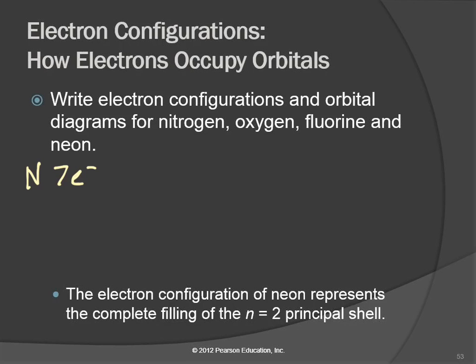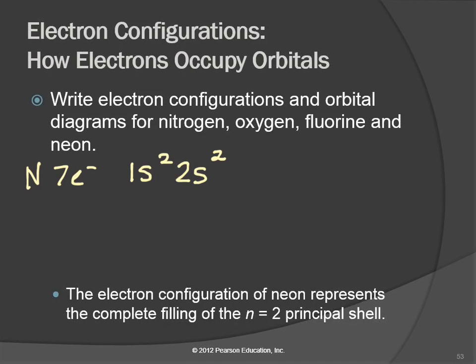Let's try to do it without the boxes. So the first room was 1s, right? The s room can hold how many? 2. So we'll fill that one up. And then the next room is the 2s. That can also hold 2. Right? And so now we've got 4 electrons settled.